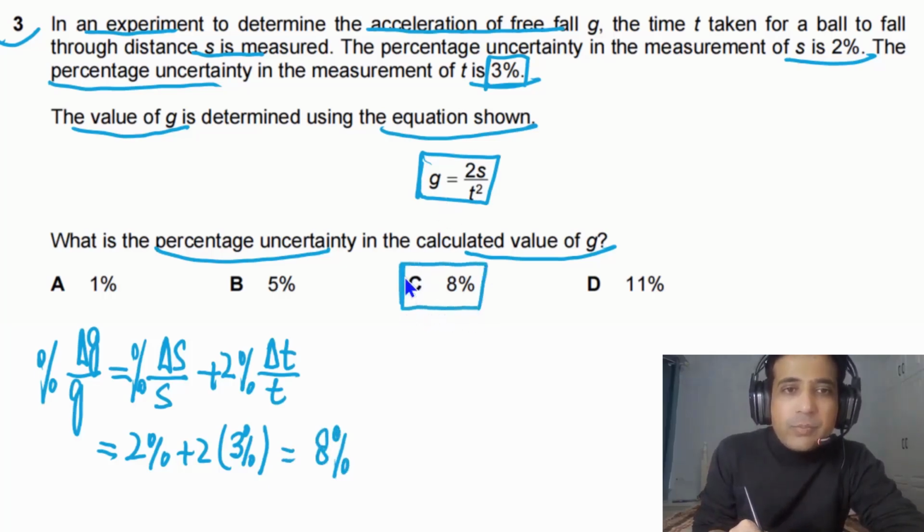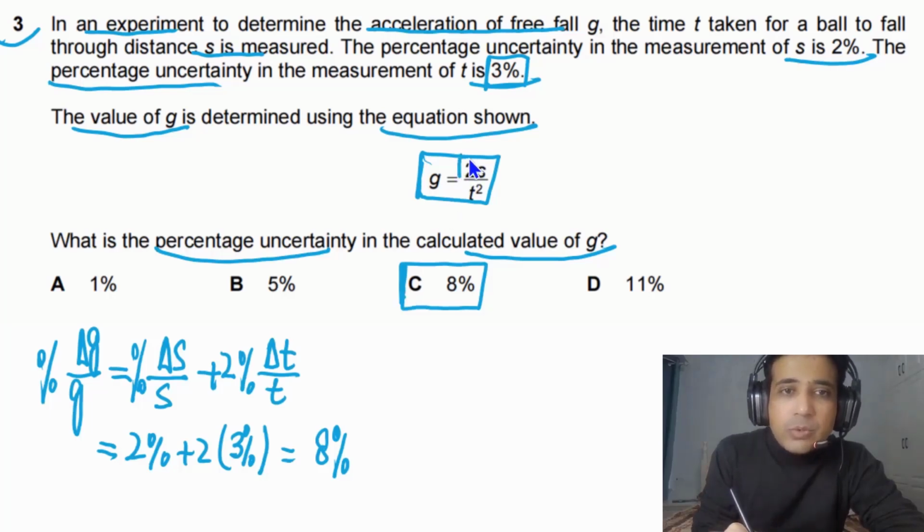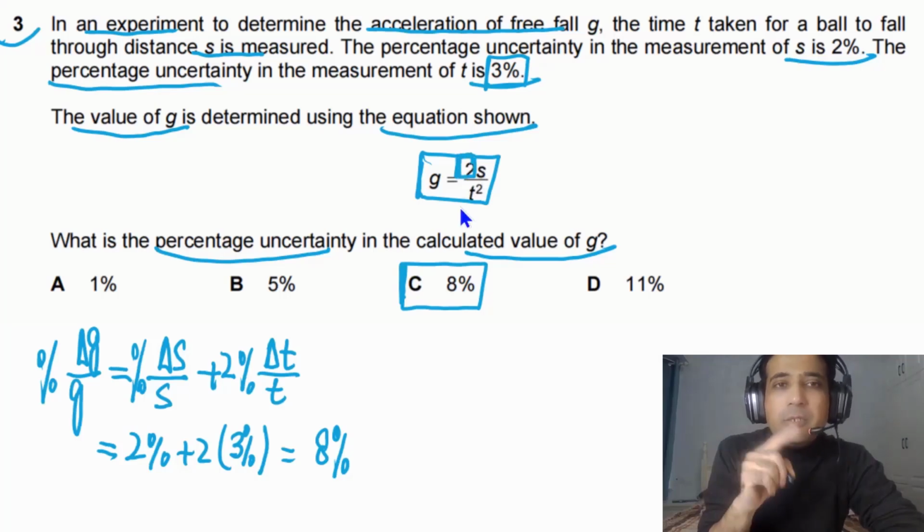So the point is that you need to understand when quantities are multiplied or divided, percentage uncertainties are added, and we need not consider this scale factor. Even if we consider it, the ratio will be the same, so we need not consider this scale factor. So this is how you need to approach this type of problem.